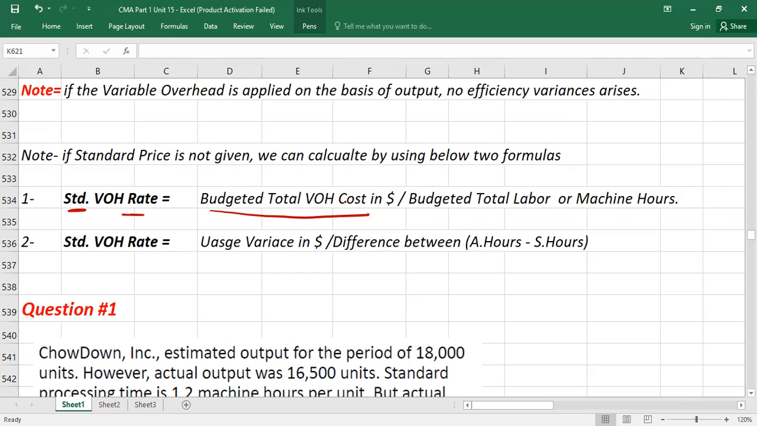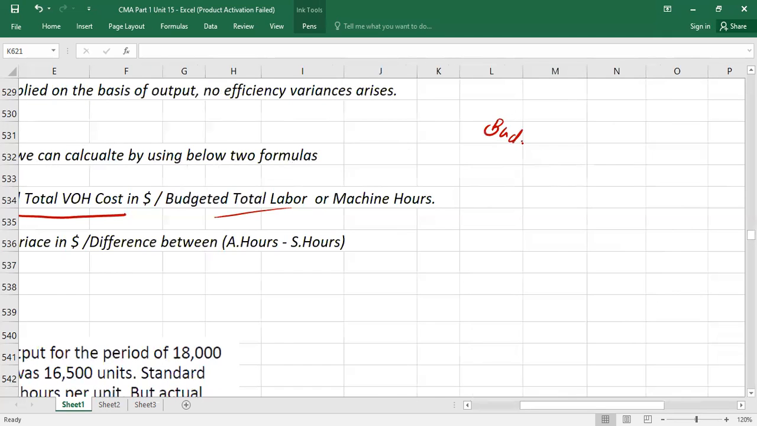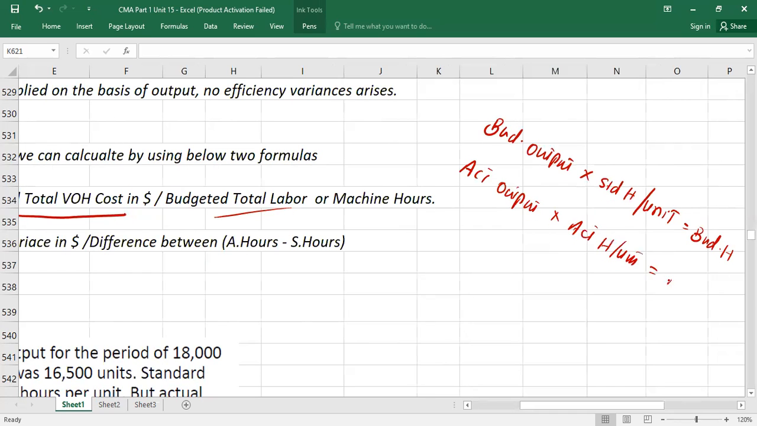Budgeted hours, how you will calculate? Tell me. Total budgeted hours. It could be machine or labor hours. How you will find? So you will take budgeted output. See, understand here. Budgeted output multiplied by standard hours. Standard means budgeted hours per unit. This will give you which hours? Budgeted hours. Previously, I told you how to find actual hours. I said actual output into actual hours per unit. This will give you total actual hours, right?